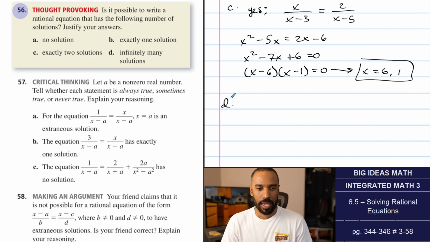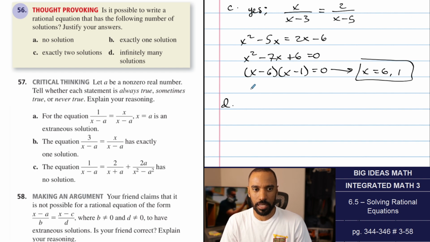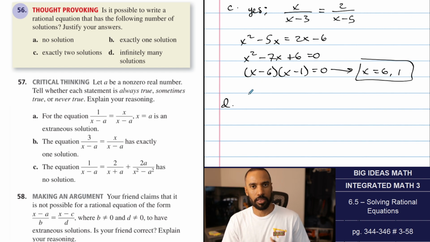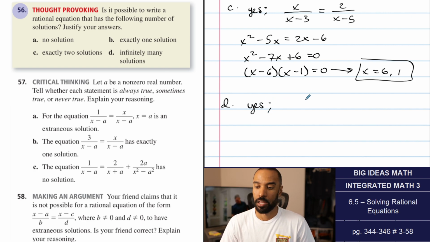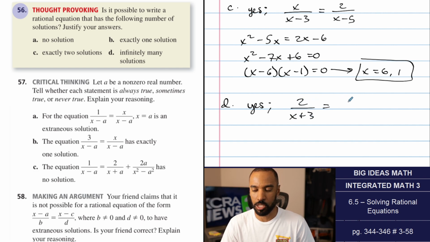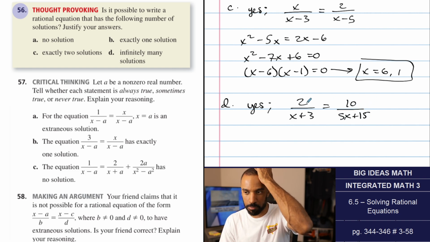Part D, infinitely many solutions. Yeah, as long as they are equations that are the same on both sides. It's just one's like a bigger version of the other. So if I had 2 over x plus 3 equals, and let's say I multiplied these by 5, and I get 10 over 5x plus 15, right? This is literally 5 times larger than that.